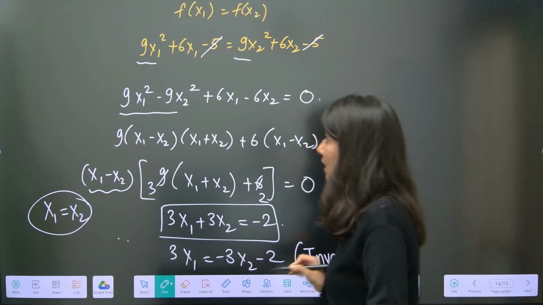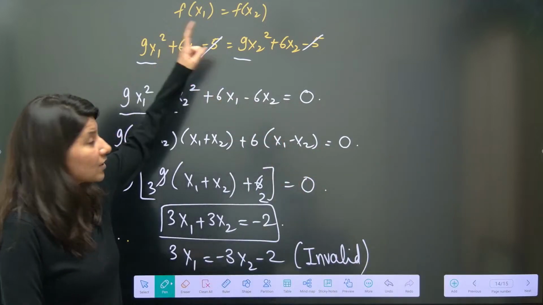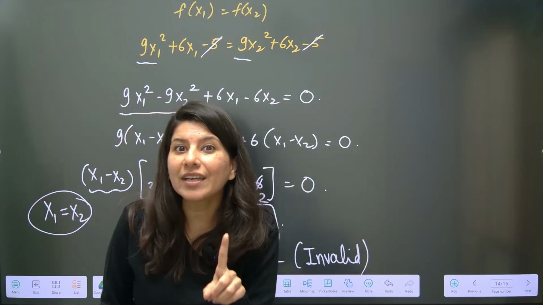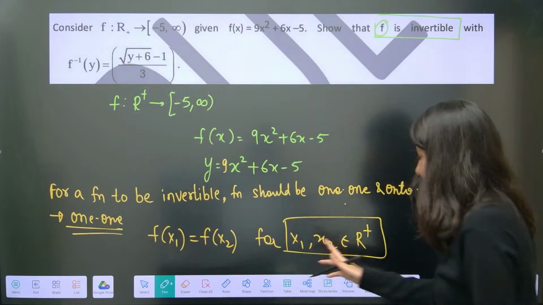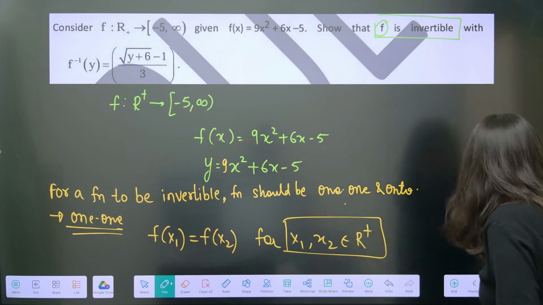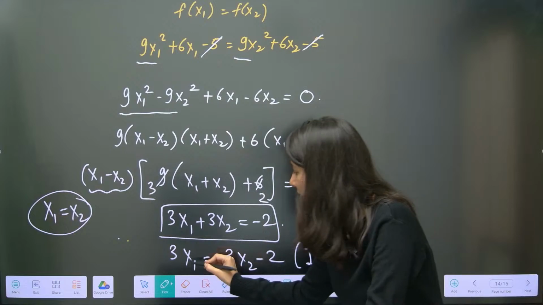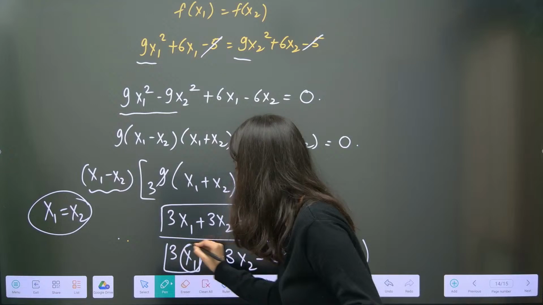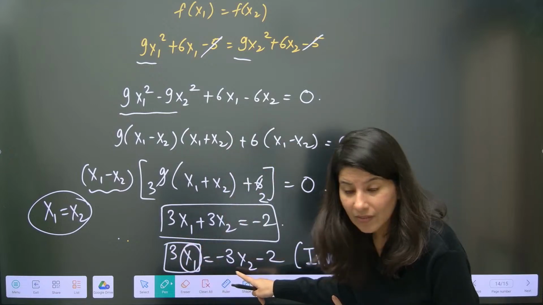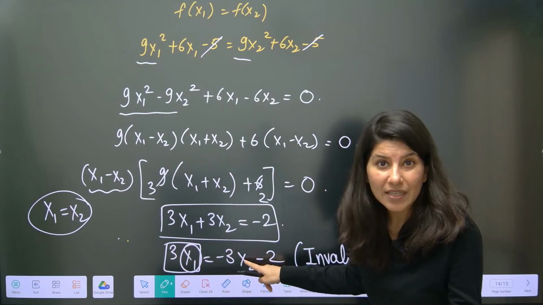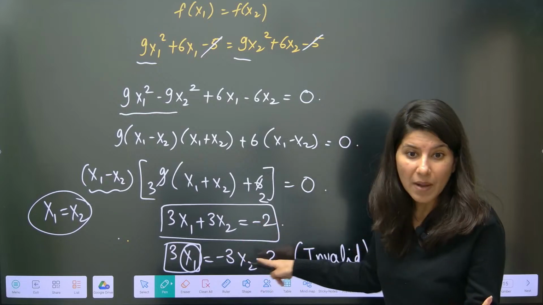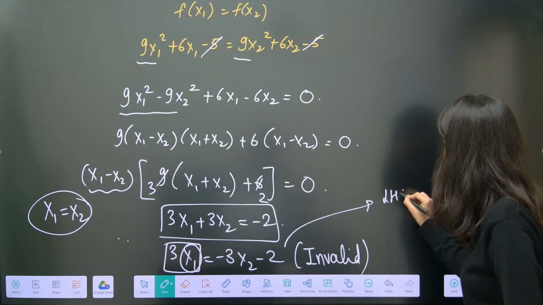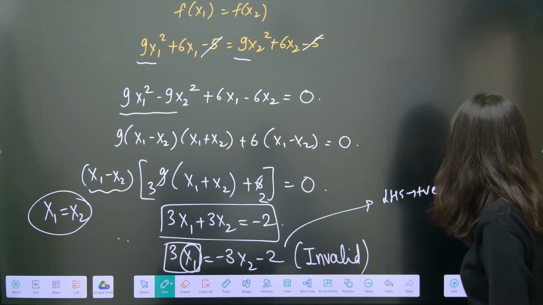Why? Understand. In the beginning, we decided that x1 and x2 are both positive real numbers, because x1 and x2 belong to, let me go back. See, x1 and x2 are positive. But from here, can you see that if x1 is positive, that means the LHS is positive. 3x1 is a positive quantity. If x2 is positive, then minus 3x2 will be a negative number, and then minus 2.